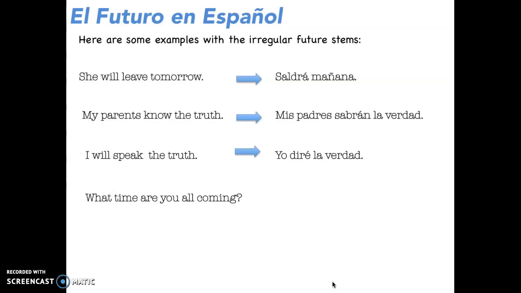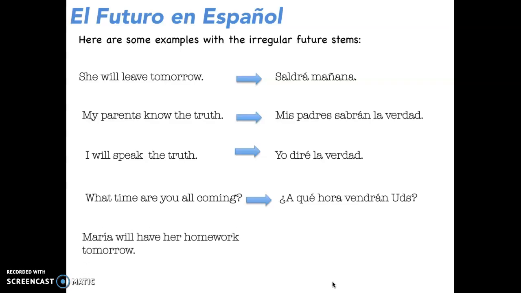What time are you all coming? Now here, the word will is not written in the sentence, but it's still indicating the future. What time are you all coming in the future, right? It's implied. ¿A qué hora vendrán ustedes? And lastly, Maria will have her homework tomorrow. And that would be María tendrá la tarea mañana.